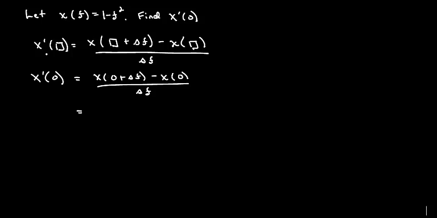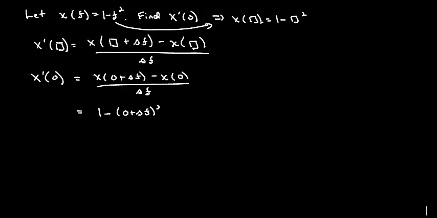So x is just a function, right? This function right here is just x of something is equal to 1 minus something squared. Okay, so x of 0 plus delta f is going to be 1 minus 0 plus delta f squared. Okay, that's this guy right here is this guy right here minus x at 0.